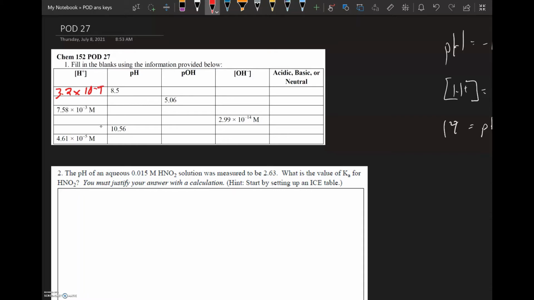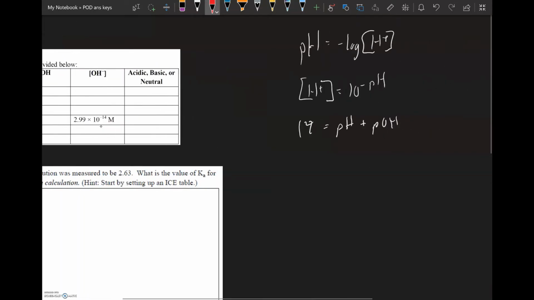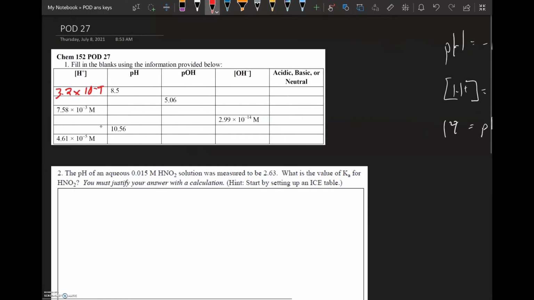Now, if we want the pOH, we're going to use the last equation here, 14 is equal to pH plus pOH. So we're just going to subtract the pH from 14. And what that gives us is 5.5 for the pOH. Now the OH, again, you're just going to go backwards to do the anti-log of the pOH. So 10 to the negative 5.5 gives me 3.2 times 10 to the minus 6.